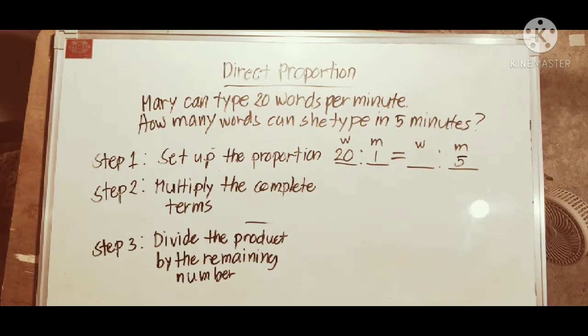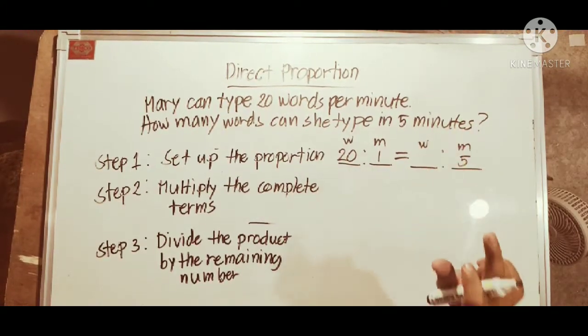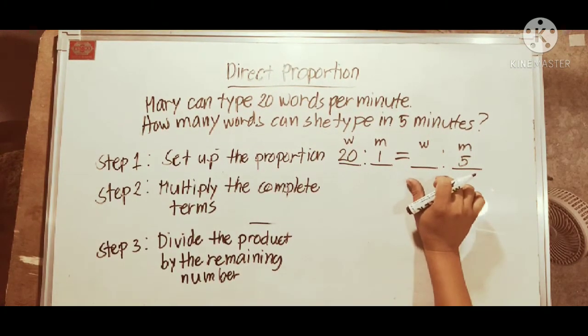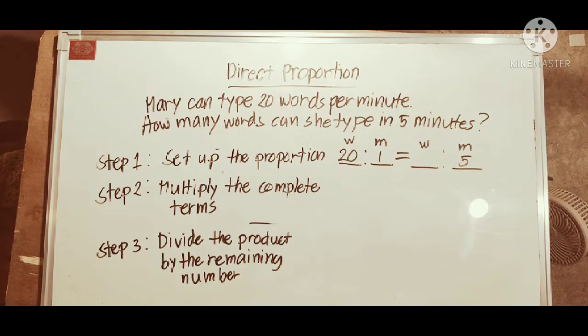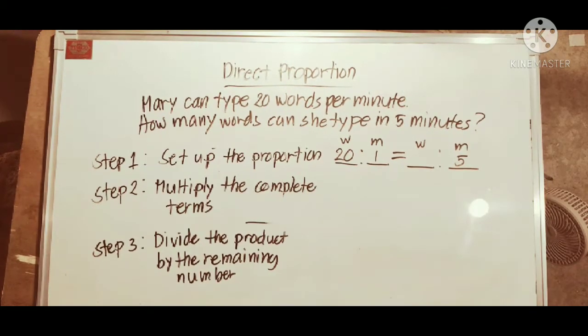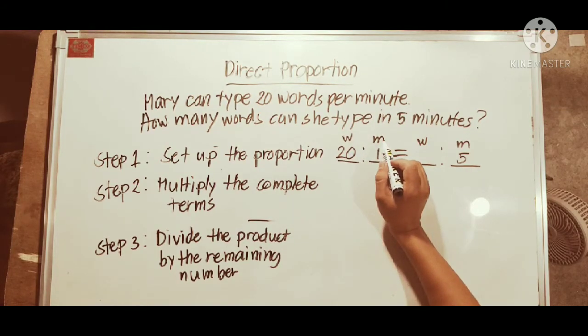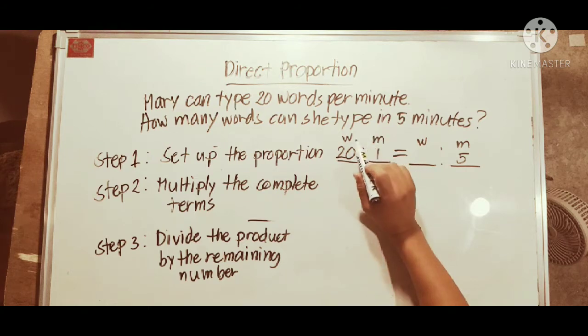O mag-iisip pa tayo. Pag dumami ba yung words, dadami di ba yung oras na itatype nyo to? O hahaba din yung oras? O kaya, pag humaba yung oras na meron siya, mas maraming words siyang itatype. Siyempre, di ba? Marami kang oras, marami kang itatype. Pag nag-increase yung number of minutes mo, mag-increase din yung number of words na matatype mo. Kasi mas marami kang oras para gumawa. Automatic yan, may one blank, one value increases, the other value also increases. Direct proportion yan. So now, we are able to tell that this is a direct proportion problem.